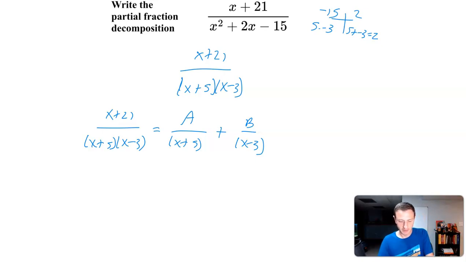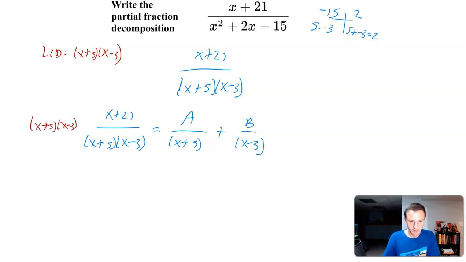So now what happens is I'm going to multiply by the LCD. And the LCD is going to be the (x + 5) times the (x - 3). So I'm going to multiply both sides by the (x + 5) and the (x - 3). The reason I did A and B is because we have x + 5 and x - 3. If I have 3 terms, then I'm going to need A, B, C. But I just have 2 terms, so I just have A and B.